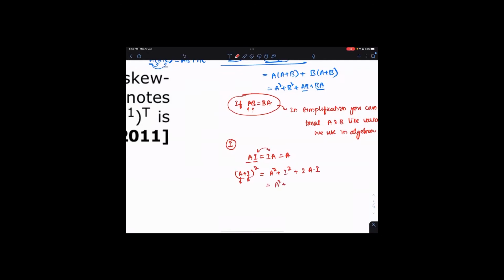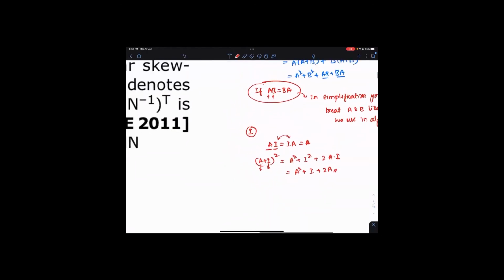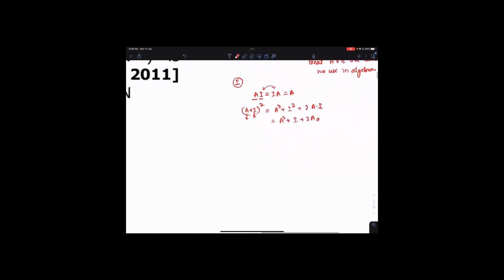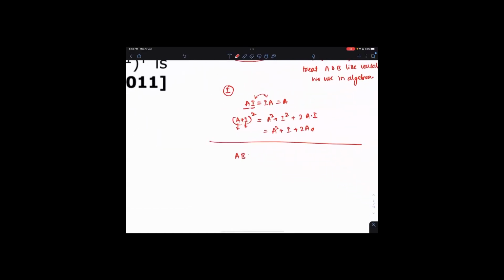Okay. I square, we know it is I, and A into I is A only. Now, also in matrices, if you have ABA, it is not equal to A square B. If it is x into y into x, you can write it as x square y, na? But you can't do that in matrices, right? The order of multiplication matters.